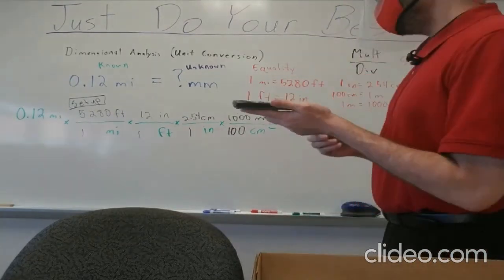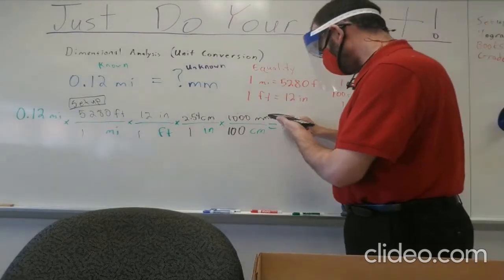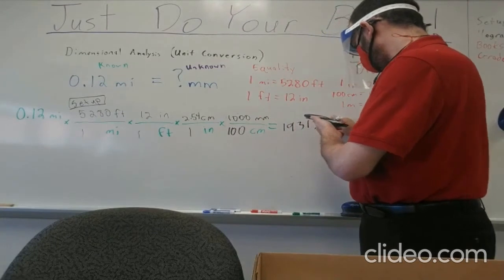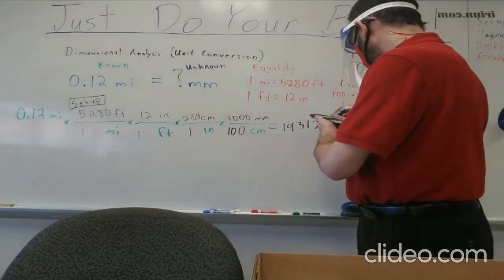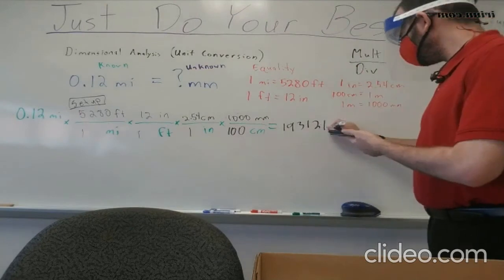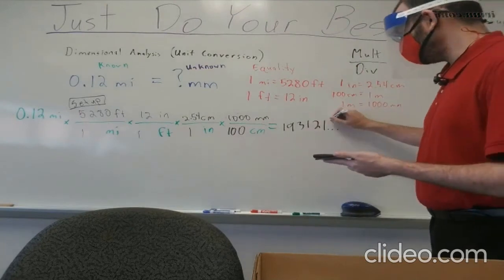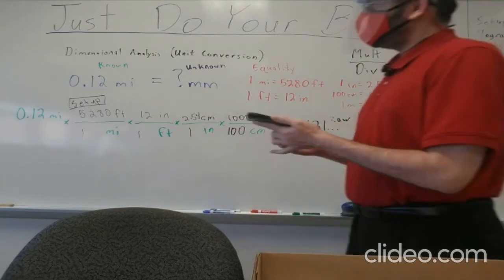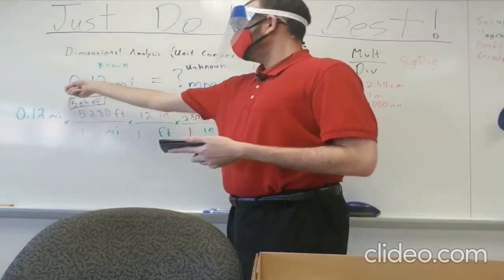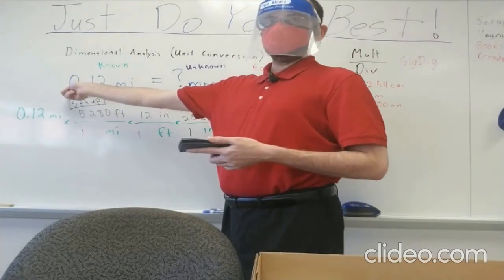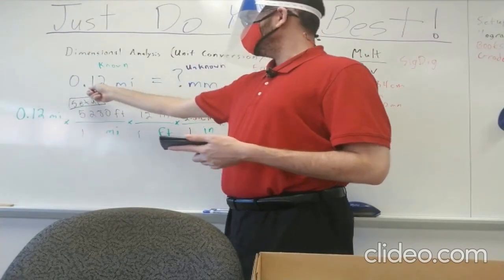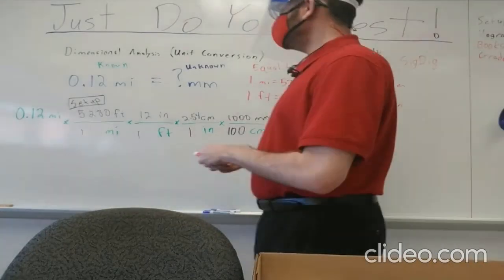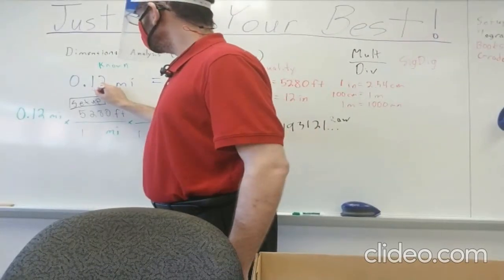Now, my raw answer, 19312121. And then there's more, but I don't care about that because I know I'm not going to need that many digits. This is my raw answer. I look back at what I've got from my known. This is not significant, it's just a placeholder. So it doesn't matter. This is significant and that is significant, which means I only have 2 sig digs for my start.